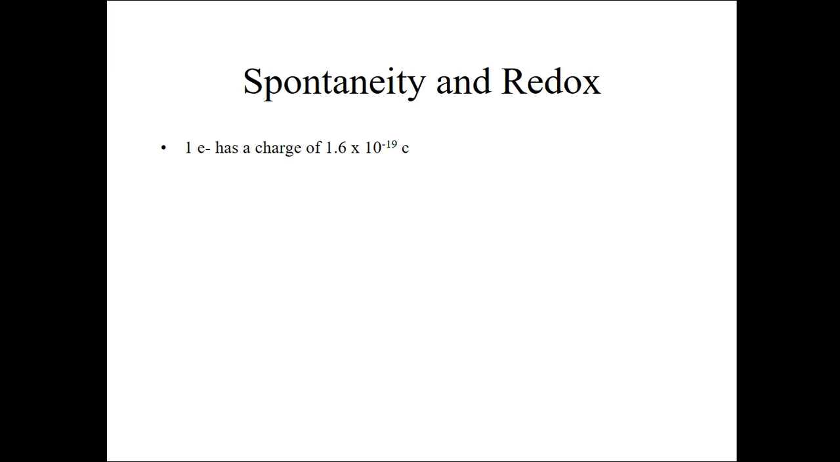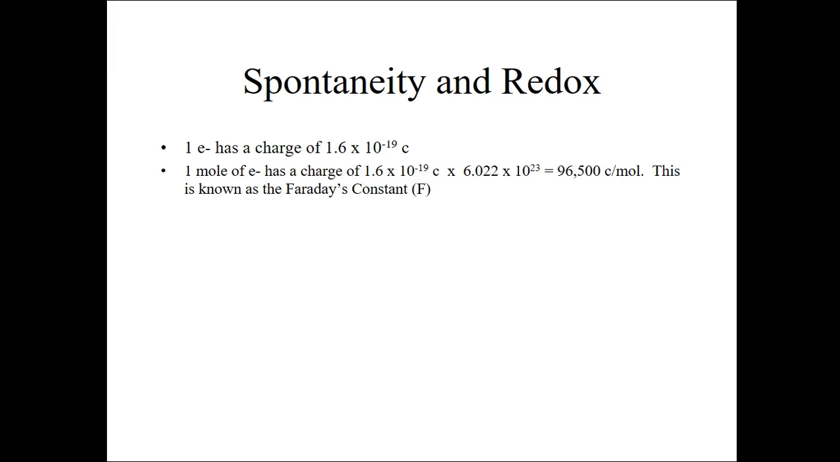First of all, we need to remind you that an electron has a charge of 1.6 times 10 to the negative 19th coulombs. Now that value is actually negative because, of course, the charge of an electron is negative, but the magnitude of that charge is 1.6 times 10 to the negative 19th coulombs.